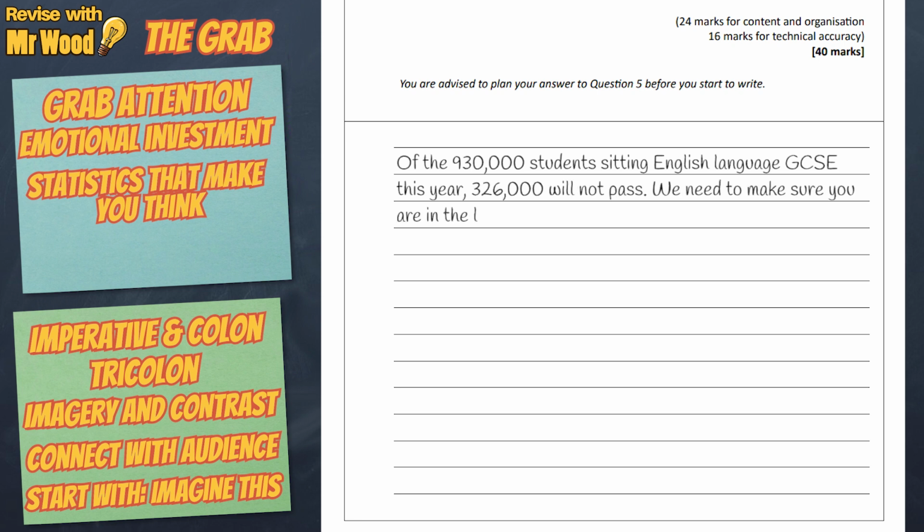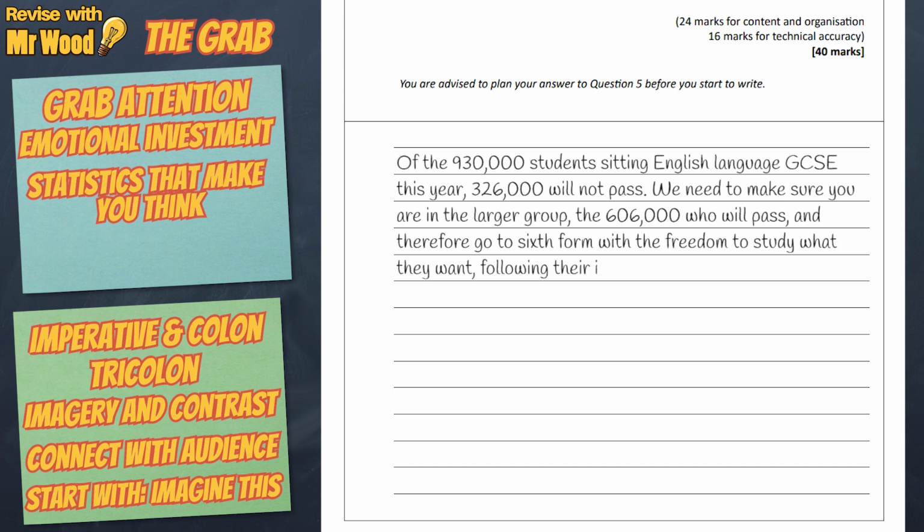We need to make sure you are in the larger group, the 606,000 who will pass and therefore go on to sixth form with the freedom to study what they want, following their interests and dreams. So, how will you make that happen? Those figures are accurate, by the way.